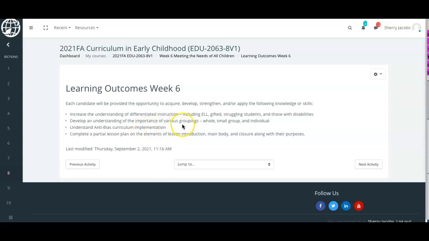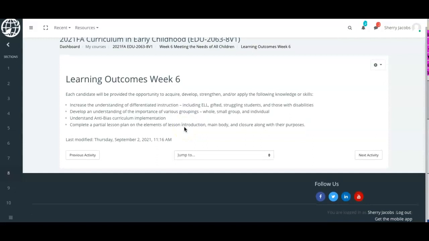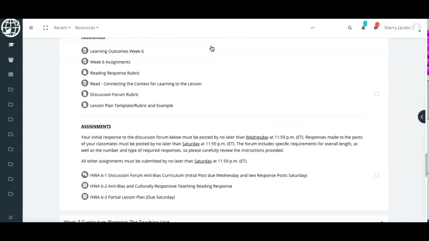And we're also going to be talking about various groupings and continue to work on our lesson plan, which this week will be on the actual lesson, the intro, the body, the closure of the lesson.